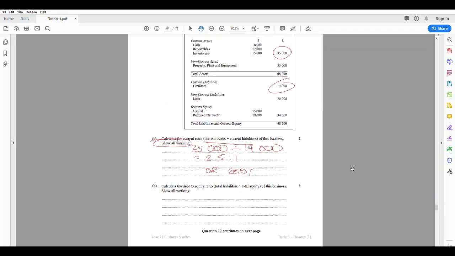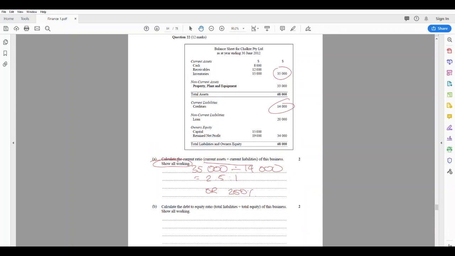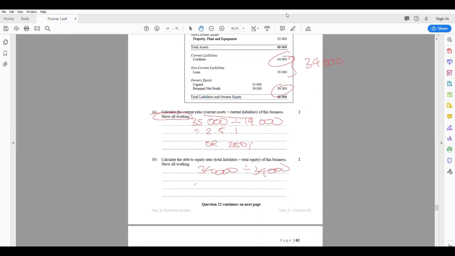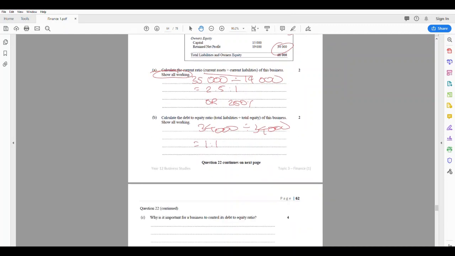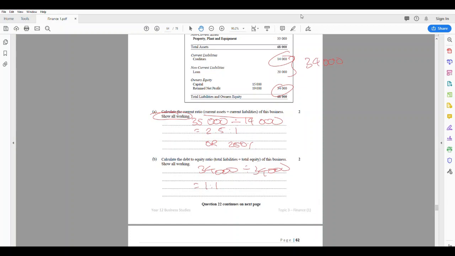And our last one here, same thing: total liabilities to total equity, the debt to equity ratio. Total liabilities, put these together, 34,000. Our total equity, 34,000. So we go 34,000 divided by 34,000. You don't need to be a genius to do this maths. It equals 1 to 1, and that's our answer. That will give you 2 marks. You show your working, you get the answer.